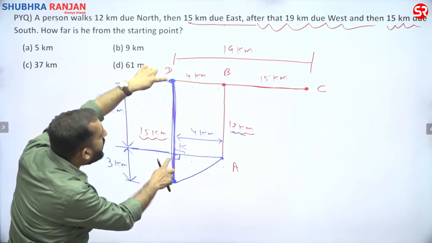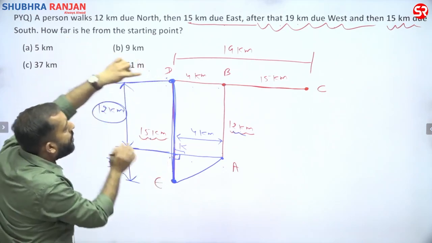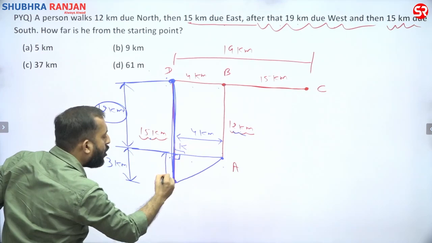So from D to K, the distance is 12. From D to C, total distance was 15. So this remaining distance has to be 3 kilometer.